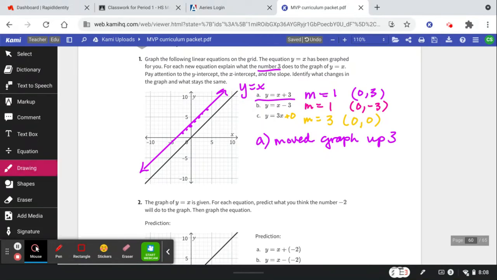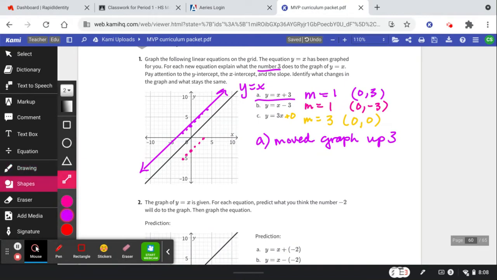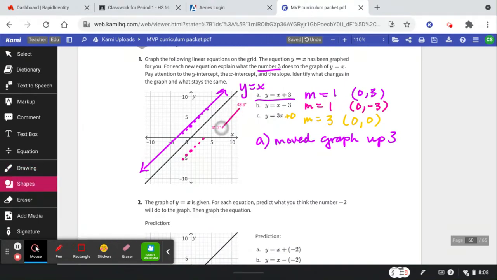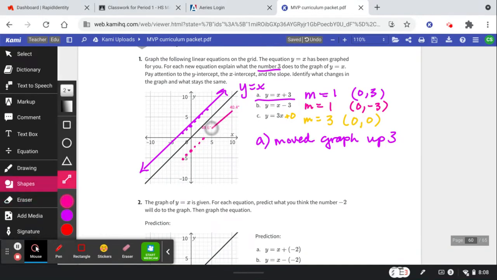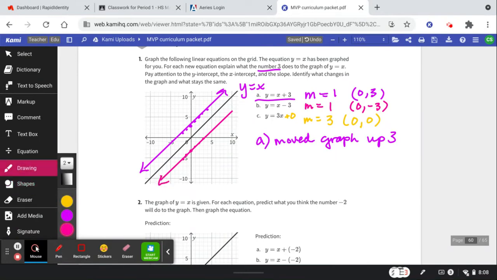Let's go graph the second one. Begins at negative 3. Up 1 over 1, up 1 over 1, etc. Down 1, back 1. Go ahead and connect that graph. And you're noticing that you're getting another parallel line. But this one for B, it moved the graph down 3 from the original place. So this x minus 3 moved it down 3.